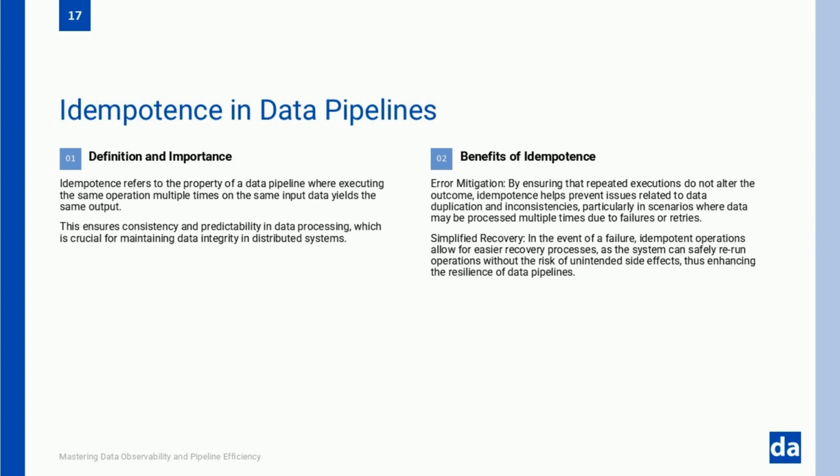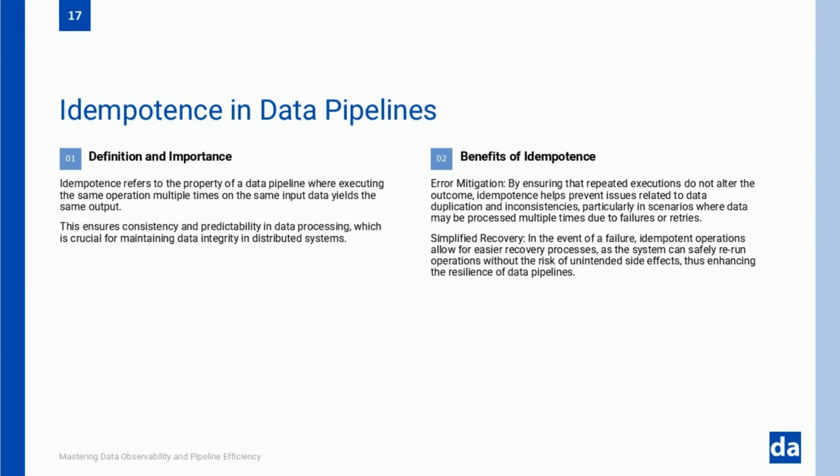idempotence. It ensures your data pipeline delivers consistent results no matter how many times an operation is repeated. Definition and importance: idempotence means that executing the same operation multiple times on the same input data always yields the same output. This is crucial for maintaining consistency and predictability in distributed systems, especially when failures or retries occur.